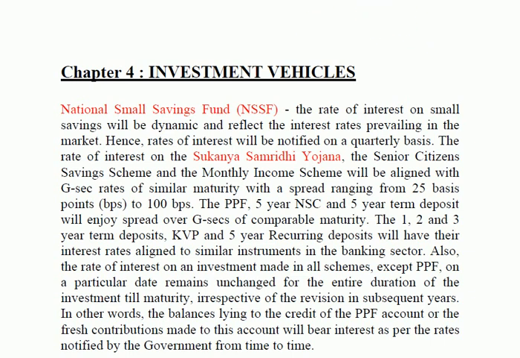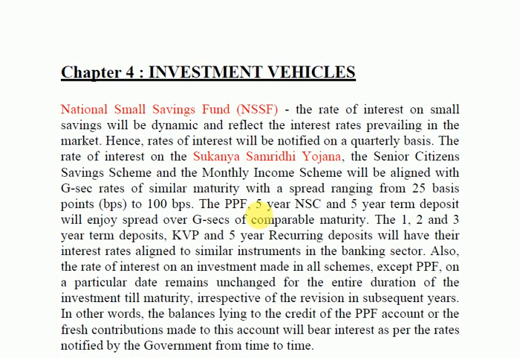The rate of interest on small savings will be dynamic and reflect the interest rates prevailing in the market. Hence, rates of interest will be notified on a quarterly basis. The rate of interest on the Sukanya Samriddhi Yojana, the Senior Citizen Savings Scheme, and the Monthly Income Scheme will be aligned with government securities rates of similar maturity with the spread ranging from 25 basis points to 100 basis points.